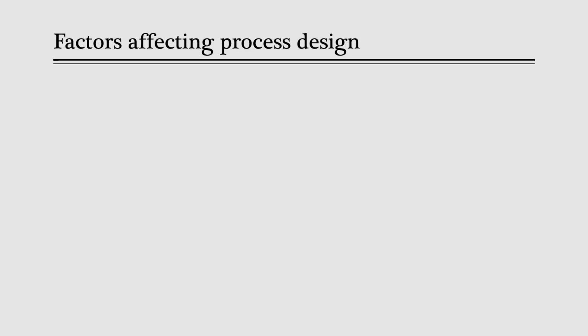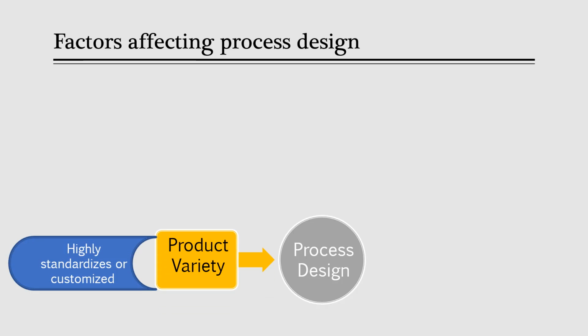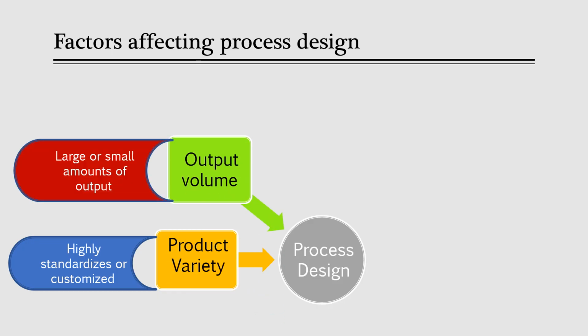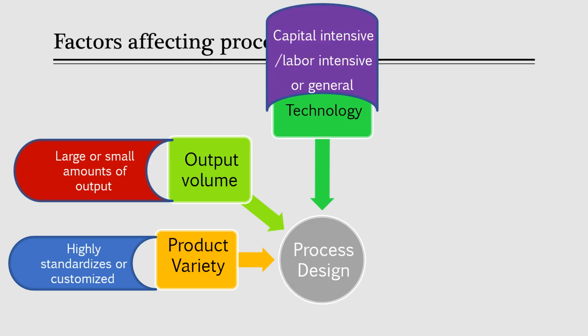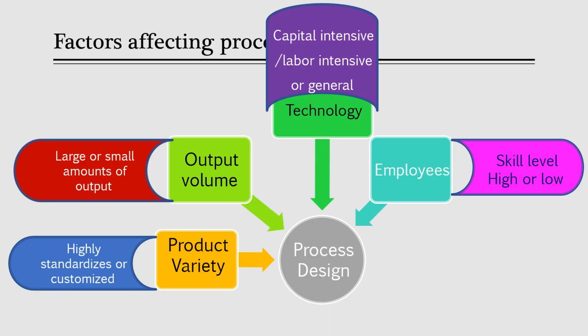Now let's see what are the factors affecting process design. The process design depends on the product variety. It can be highly standardized or customized, or it may involve a large amount of output or a small amount of output, or it may involve capital intensive or labor intensive technology, or a combination of both, as well as it may need skilled employees, or it can manage with both skilled and unskilled employees.